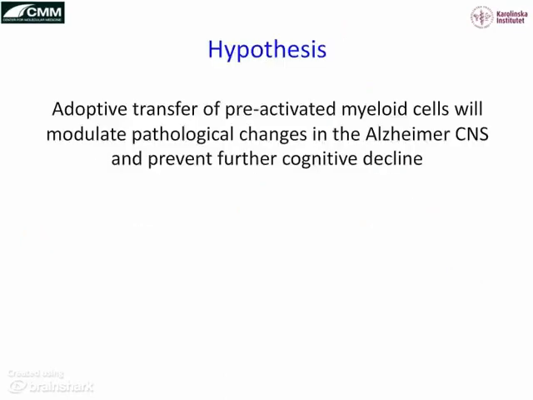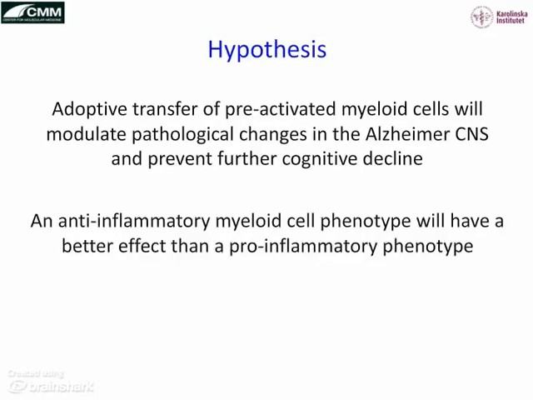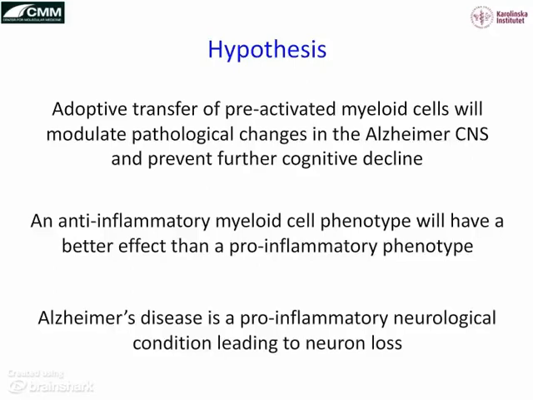So we believe that one potential mode of therapy for this condition will be to transfer pre-activated immune cells with specific activation status into the CNS of an Alzheimer brain, and this will actually stop or ameliorate the process. We believe that an anti-inflammatory myeloid cell phenotype will be the activation state of choice, because we believe that Alzheimer's disease in essence is a pro-inflammatory neurological condition with phosphorylated tau mediated neuronal loss as the key feature.